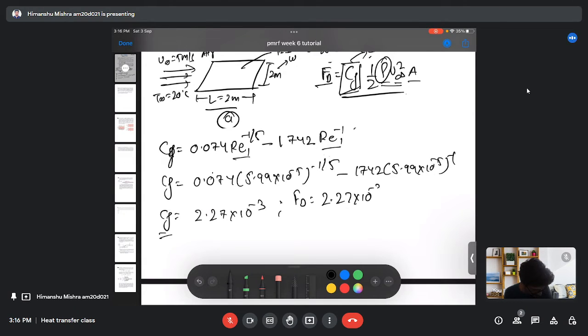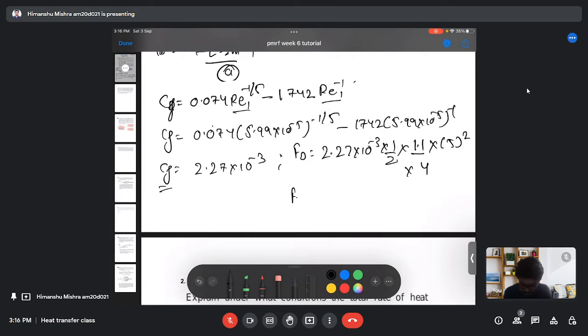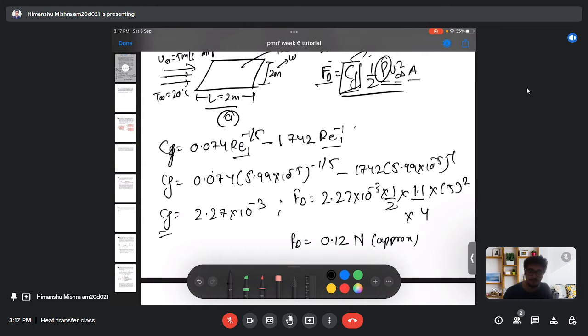So this will be my drag force coefficient times 1 by 2. I'm taking the density of air as 1.1 and the velocity is given as 5 meter per second. This is my area. So my drag force will be around 0.12 Newton approximately. So this will be my drag force. Here we first calculated the drag force coefficient from the correlation I have defined here, by putting the value of Reynolds number, and then we just found the drag force.